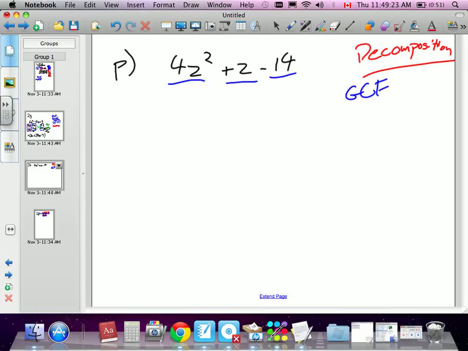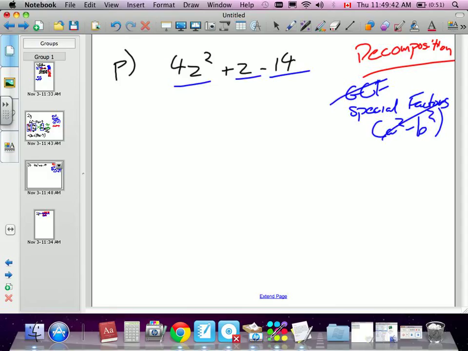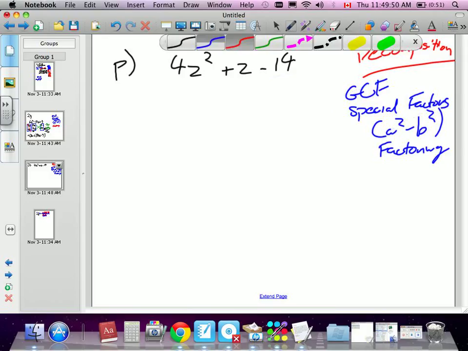We're also going to look for special factors, or in other words, difference of squares. Is this a difference of squares? No, we got 3 terms, so it's not either of those. So let's go right into factoring. Okay. Now, through decomposition, we have to label our A, our B, and our C term.